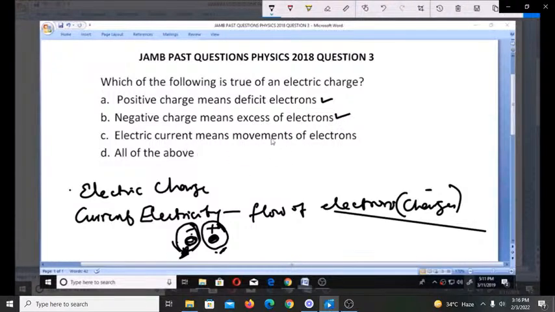Now, electric current is the movement of electrons. From this other definition, this is true. So all of the above should be the general answer that is true. So that makes the answer to the question.